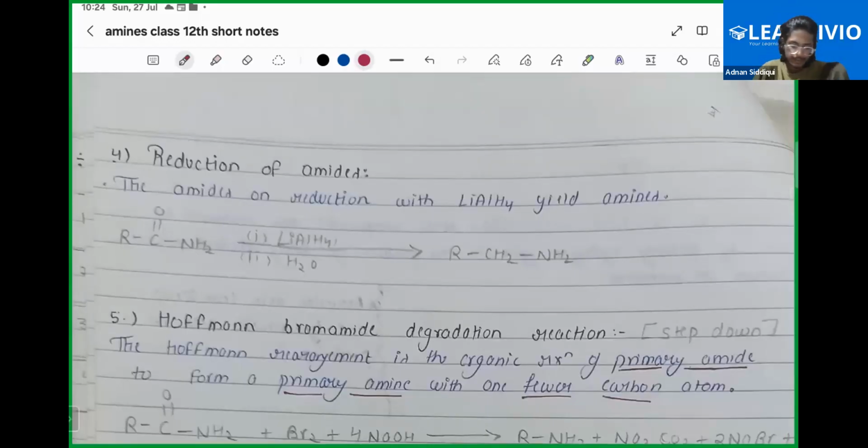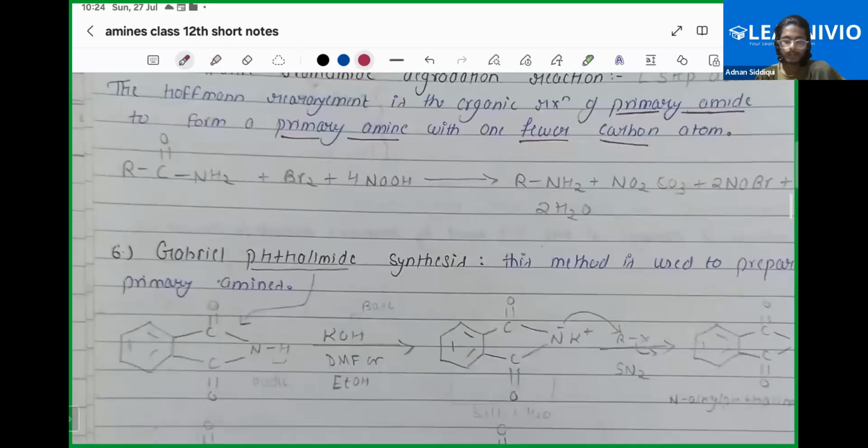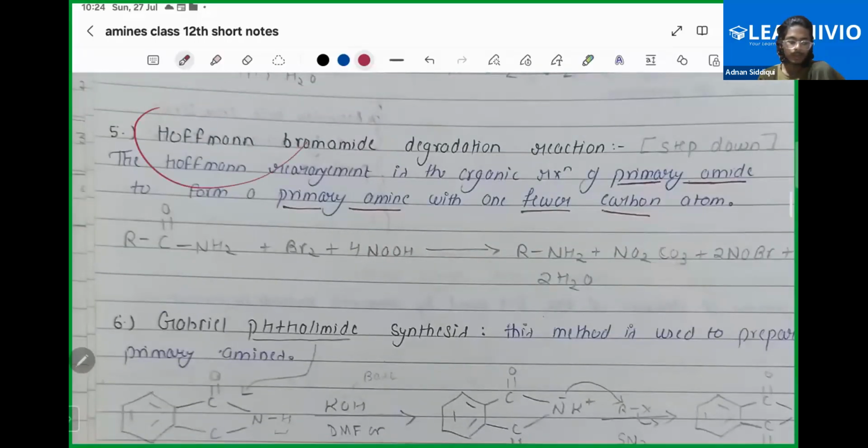So the fifth and sixth methods are very important because they are named after someone. All the name reactions are important. This one is named after Hoffman, and this one is named after Gabriel. So let us start. Hoffman bromamide degradation reaction. This is a step down reaction. If you want to make an amine with a lesser number of carbon atoms, then you will use this reaction, which is the Hoffman bromamide degradation reaction.